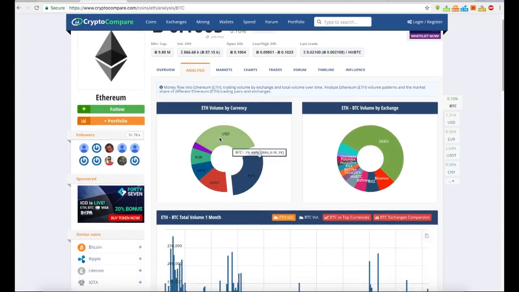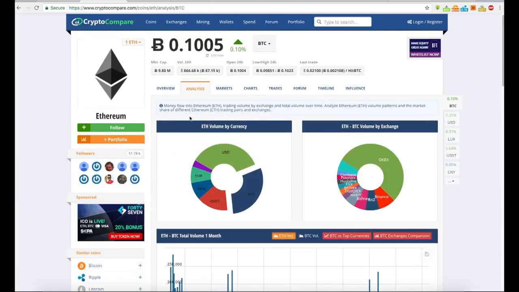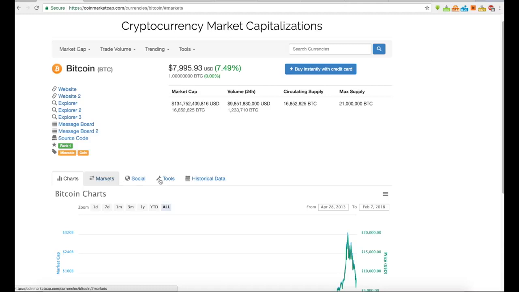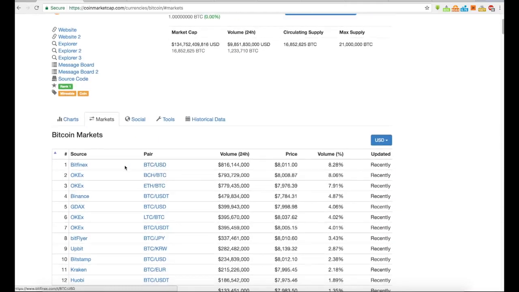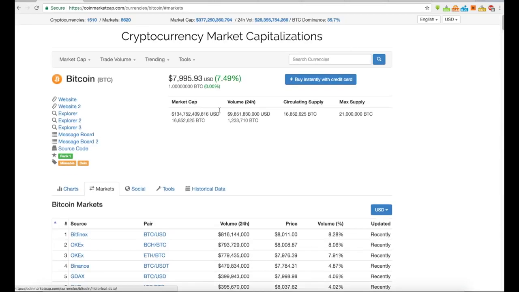So you can see most of it's in USD, BTC, USDT, Korean won, euro. I'm just showing you guys this because while we're at it, that can maybe give you some clearer insight. As you can see, most of the volume, Ether to BTC, is on OKX, right? And you could see all that on here also, Bitfinex.